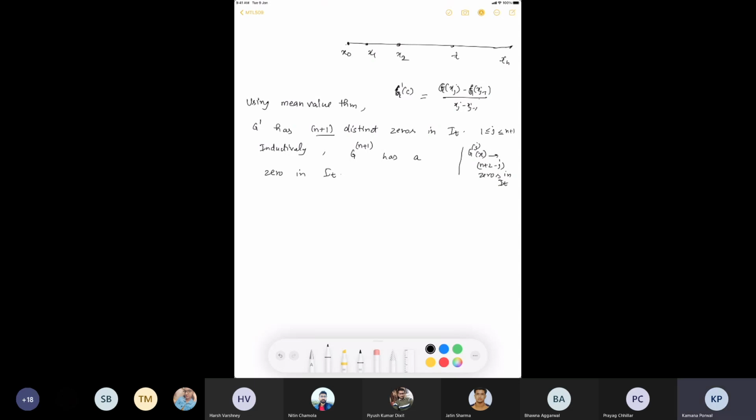Let's call this zero xi. Xi is the one which we are supposed to use. That is, what we have is that g n plus 1 at xi is equal to 0.